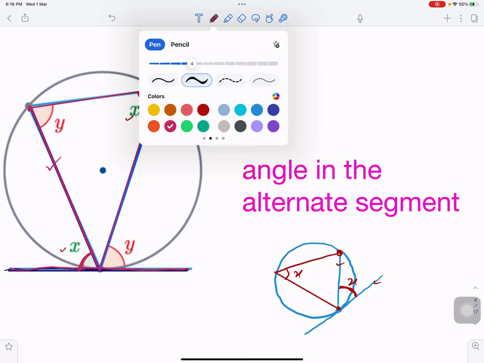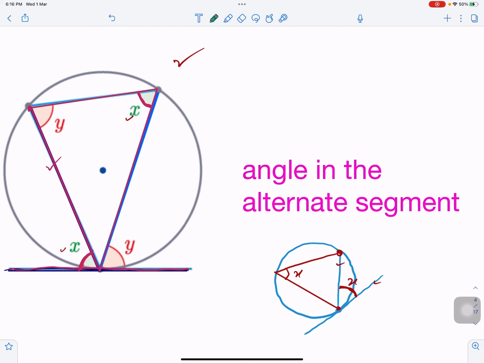Same is the case with y. If you notice here, this angle is between this chord and this tangent, right? This is also a chord. The same chord, if it makes an angle on the circumference here, then this angle is equal to this angle.